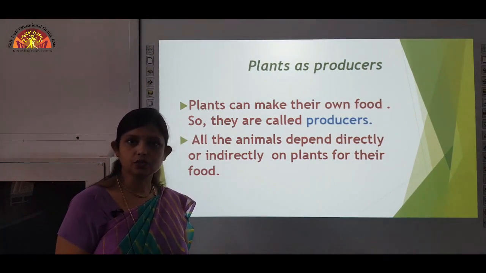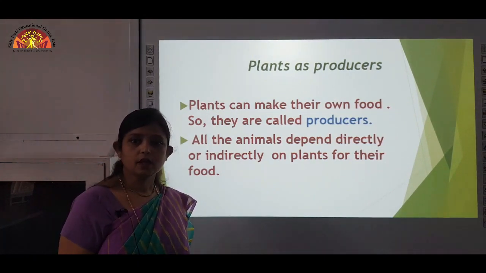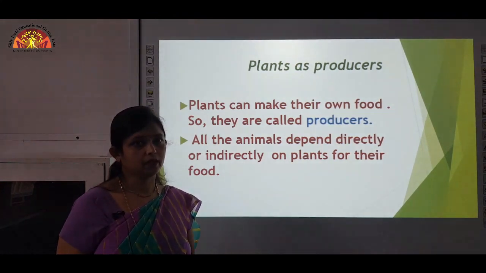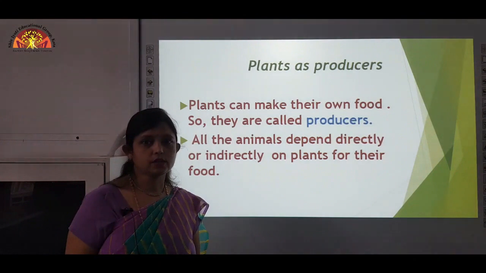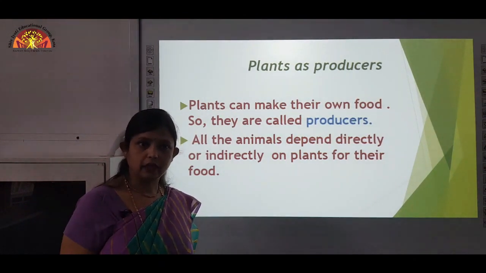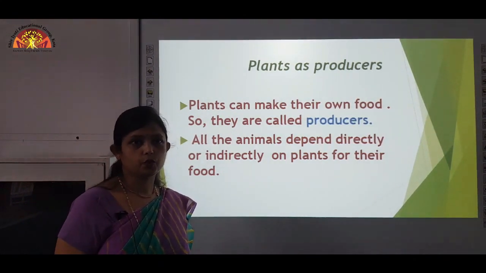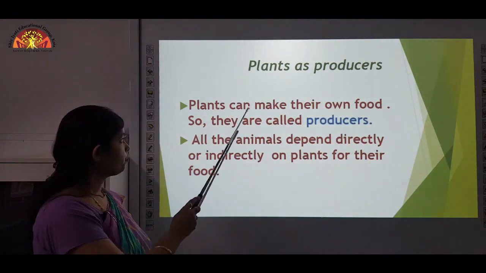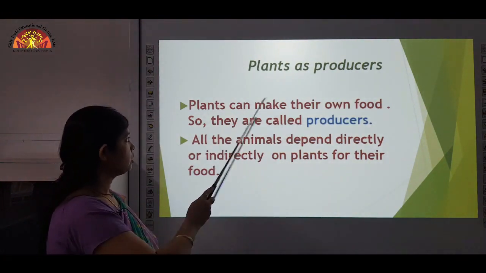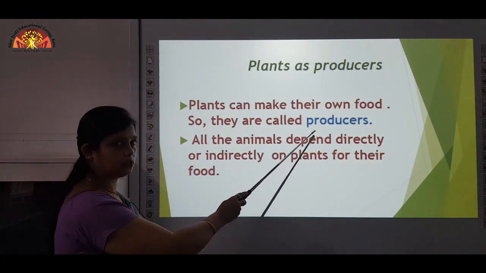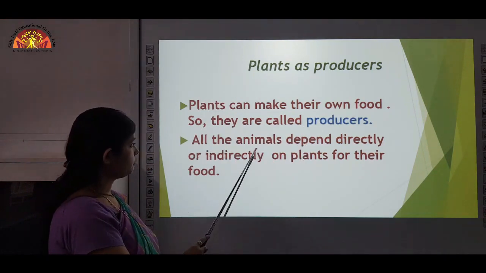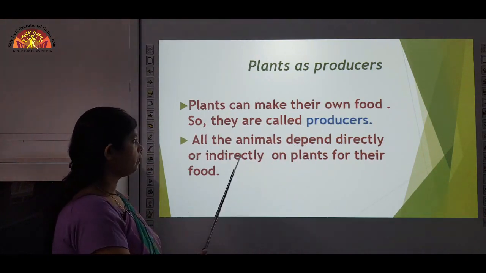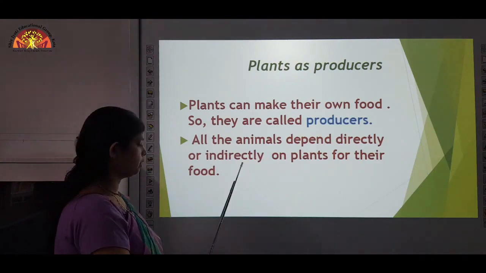So the answer to this question is, plants are also living beings, but they can prepare their own food. They use the raw materials from nature and prepare their food by themselves. As they make their own food, they are called producers. All the animals depend directly or indirectly on plants for their food.